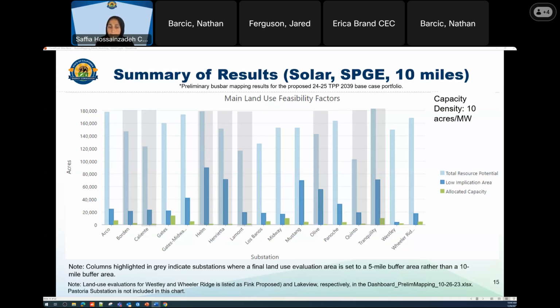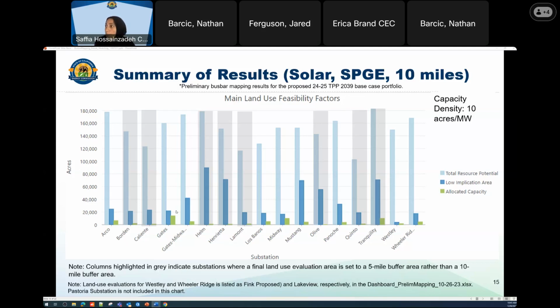But if we look at other areas like the greater Tehachapi region or greater Kramer areas, they're much more constrained with the amount of low implication land available. You can see one other characteristic of these substations in the geospatial results at a 10-mile radius, and that is these substations that are highlighted in gray. The allocated capacity is actually significantly less than the low implication area around the substation.